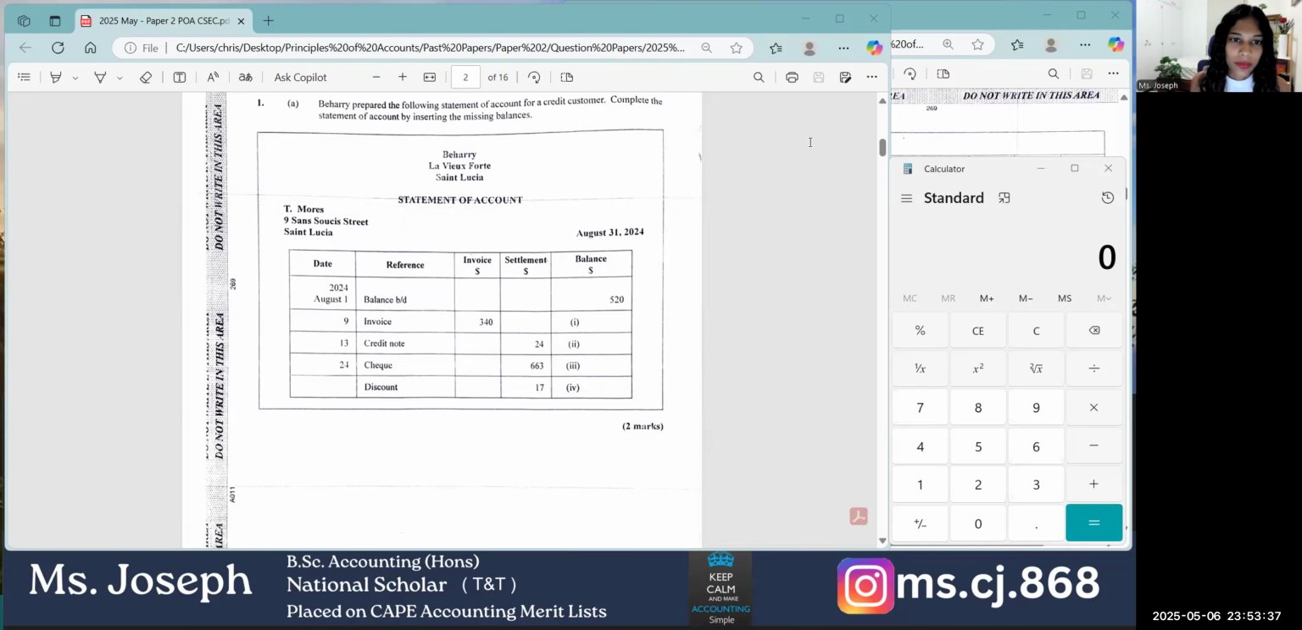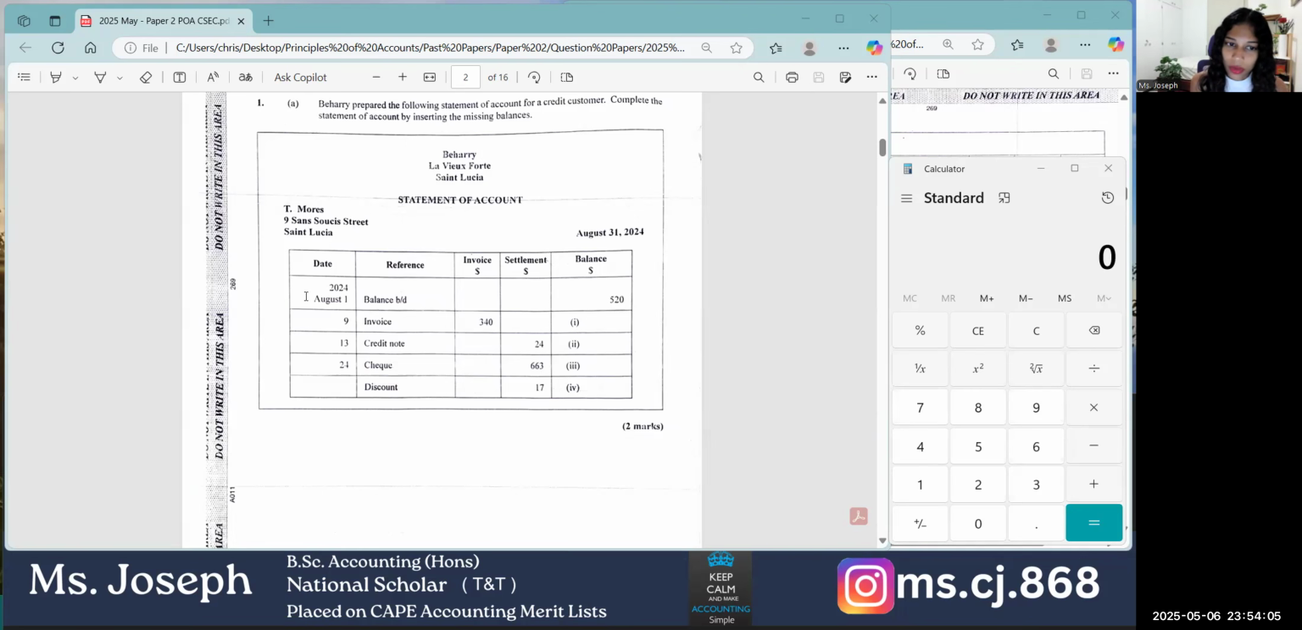The business is owned by Bihari in St. Lucia, so we have his business information, the name of the statement of accounts, and then the customer's information. Remember, he is our credit customer, so he will be considered an accounts receivable to us. Then we have the date on top, August the 31st, 2024. So we're going through one by one.